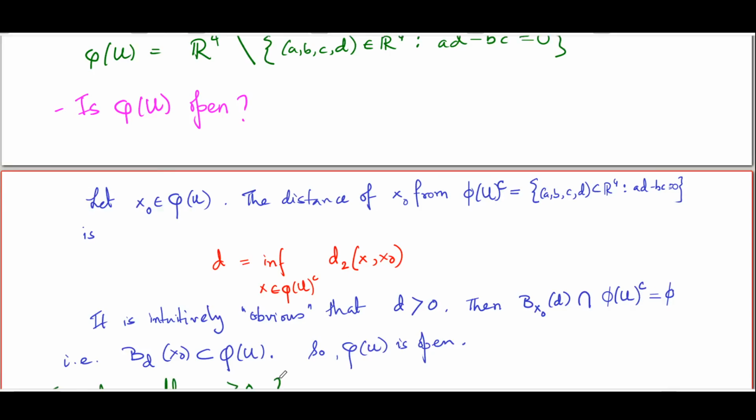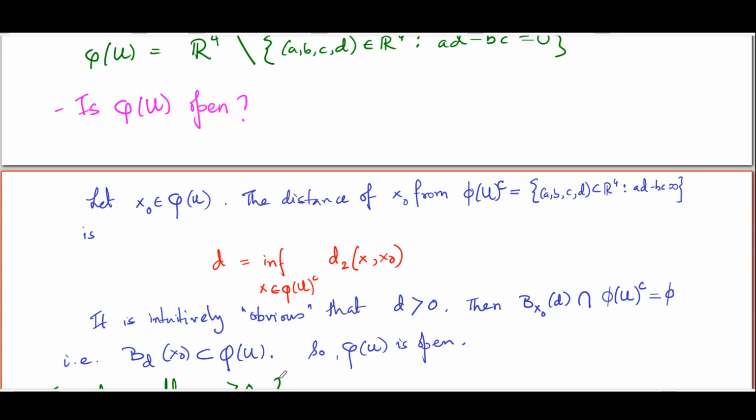This point x0 is an interior point because you can put a ball around it which is entirely contained within our set phi of u. Hence, phi of u is open. So that proves what we wanted to prove, that phi is a one-to-one map we have already established, and phi of u is an open set. That's what we have now established. So our proof that this is a chart which covers all of GL2R actually is done.